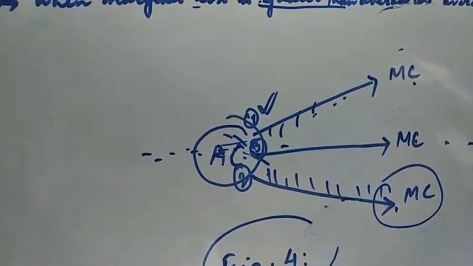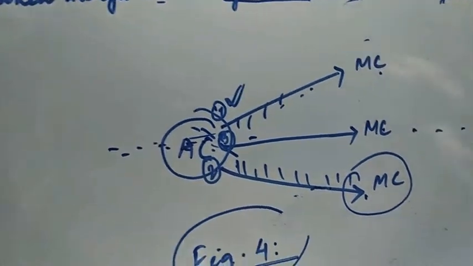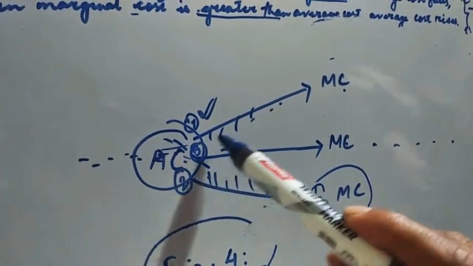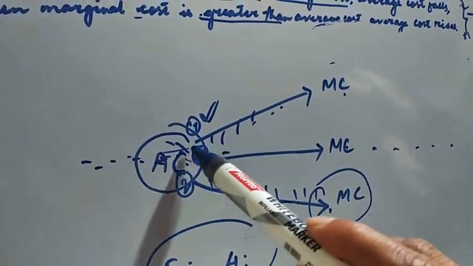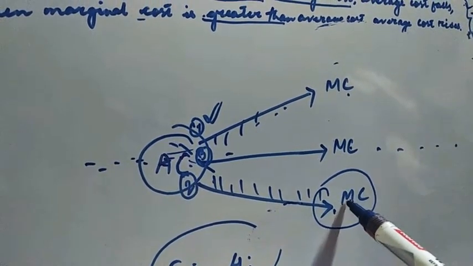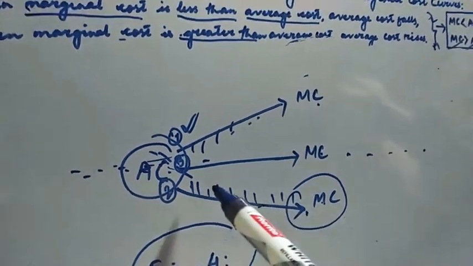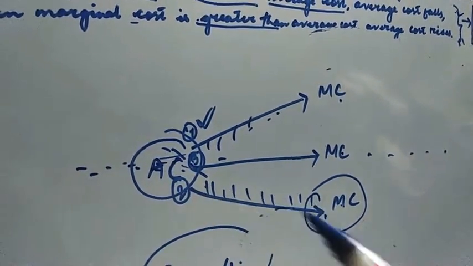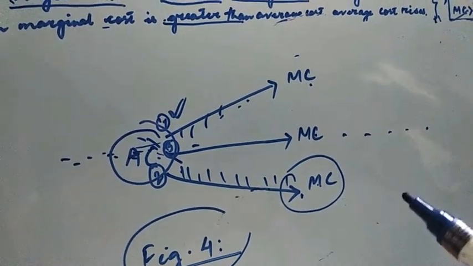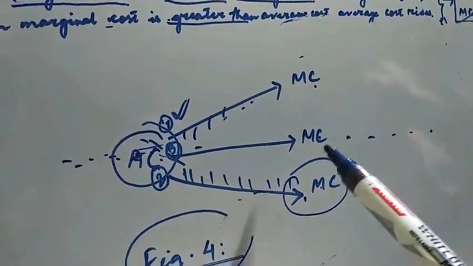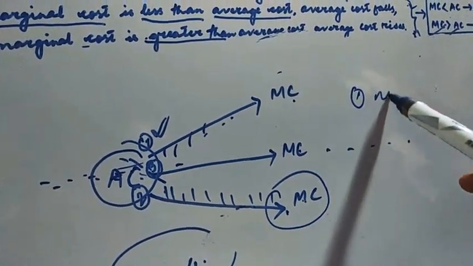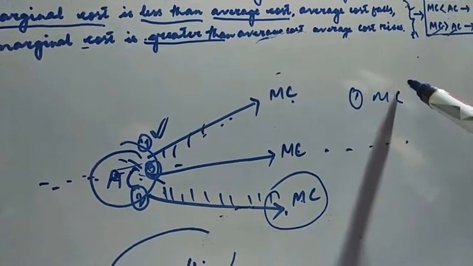The marginal cost pulls the average cost horizontally. So it is pulling horizontally, but in this case, the marginal cost is pulling the average cost upward. And in this case, the marginal cost is pulling downward the average cost. So that is again the relation which is explained through the help of this diagram. Let me explain again.